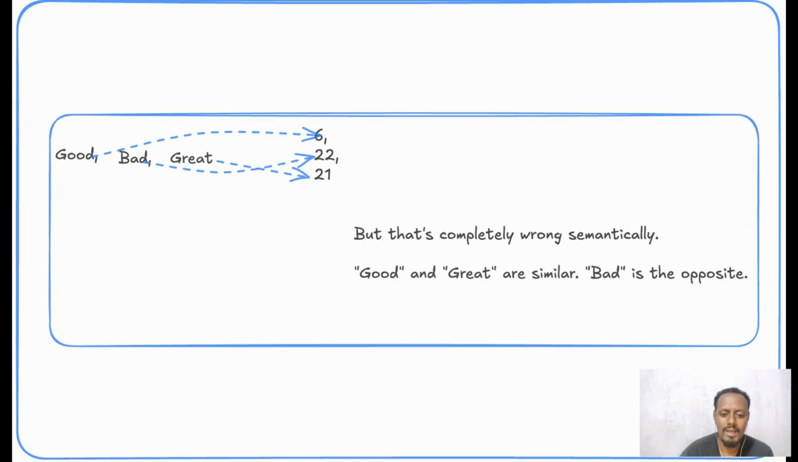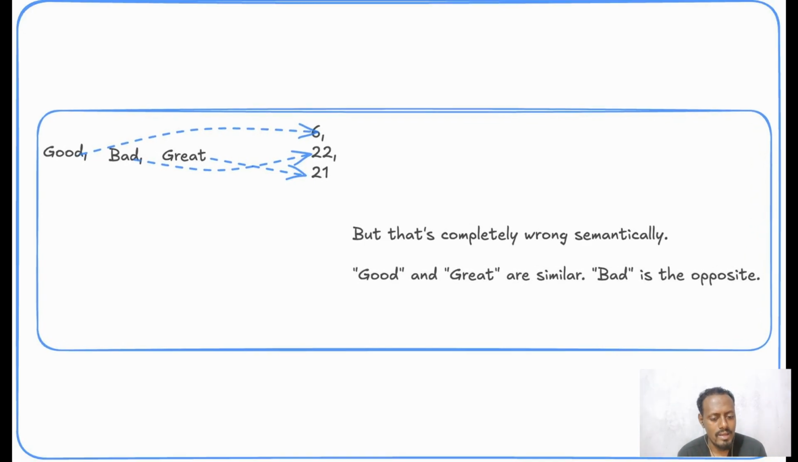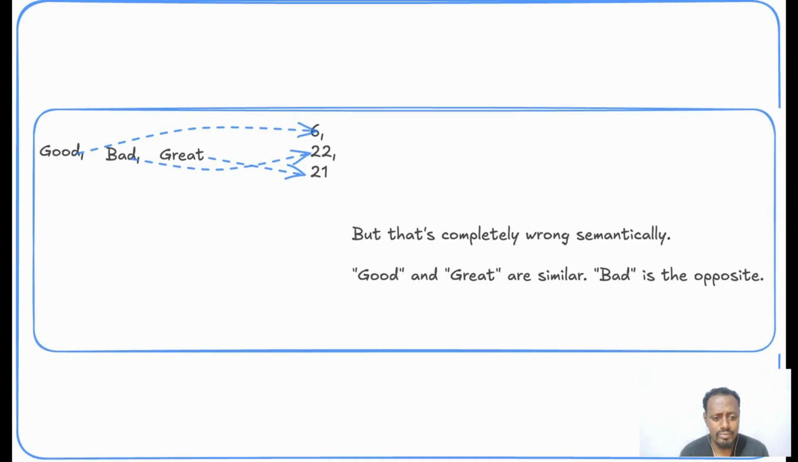Mathematically, bad and great look like they are close together. Good is like an outlier, but that is completely wrong semantically. Good and great are similar, bad is the opposite. The model has no way to know that. It just sees a number and draws completely false conclusions from the proximity of the numbers. So token IDs alone give us an identity, but no meaning, no relationship, nothing. We need something better, and people tried a few things before they landed on a real answer.